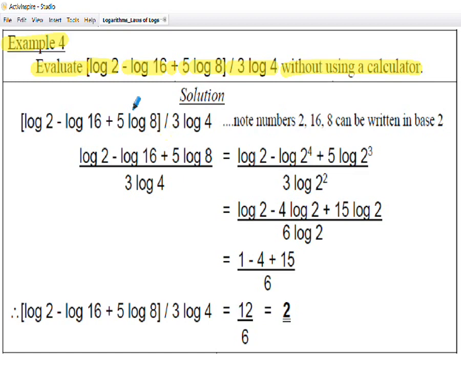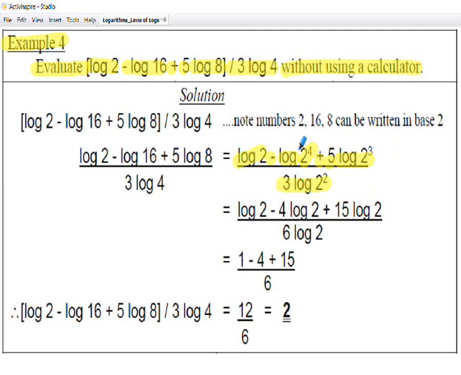I can write log of 16, log of 8 and log of 4 all into the base of 2. So looking at my top line, I get log of 2 take away log of 2 to the power of 4, which is 16, plus 5 times, instead of log of 8, I'm going to have log of 2 cubed, because 2 cubed is 8. On the bottom line, I will get 3 times the log of 2 squared.